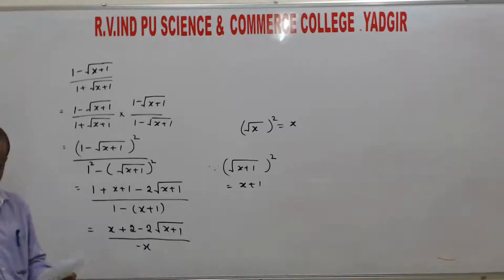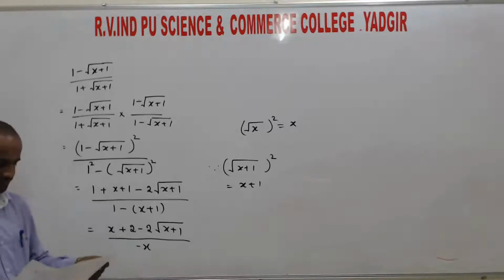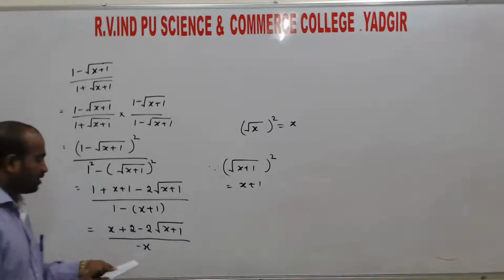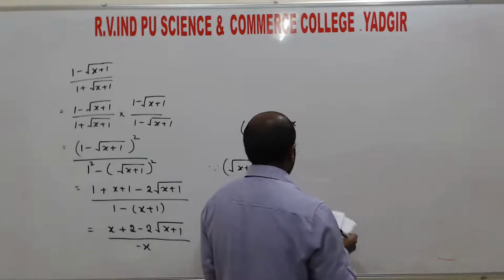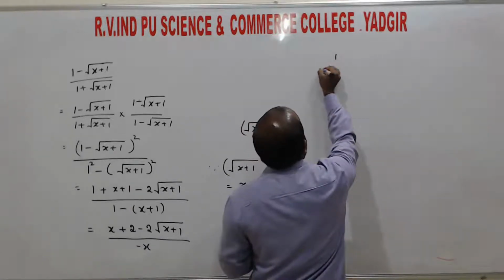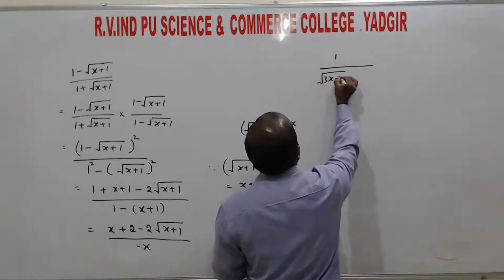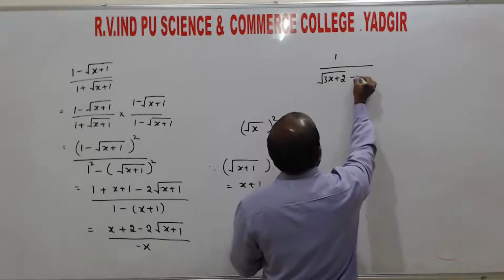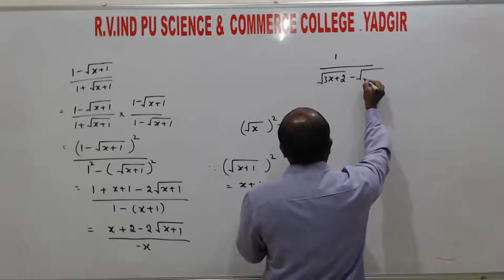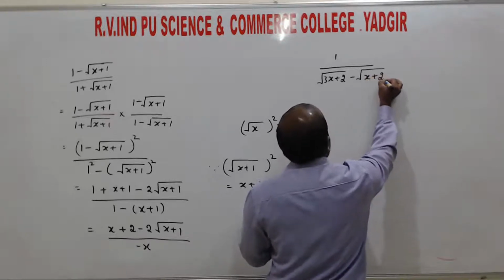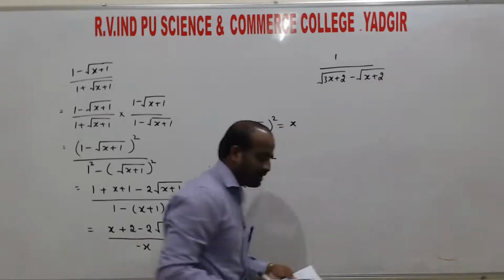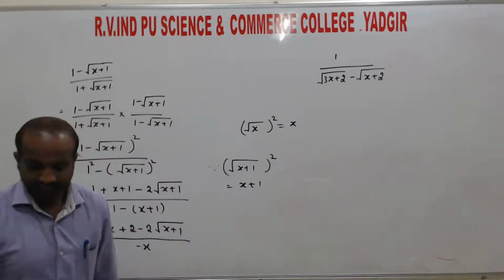last one. Root 1 by root of 3x plus 2 minus root of x plus 2. Okay, rationalizing the denominator.